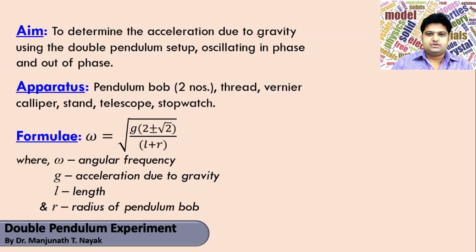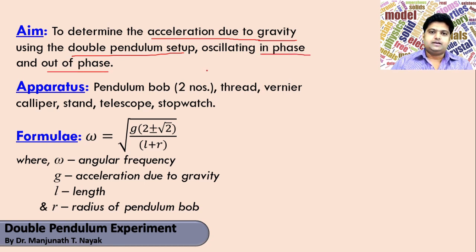And what we are going to do in this experiment today is calculate the gravity, that is acceleration due to gravity, by using a double pendulum setup. Double pendulum setup, as the word says, is very simple. You're going to have two pendulums attached to each other, and we are going to use this setup of double pendulum to get the acceleration due to gravity. We are going to find this by oscillating the pendulums in phase and out of phase.